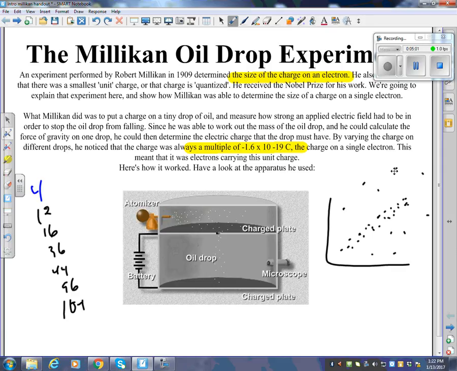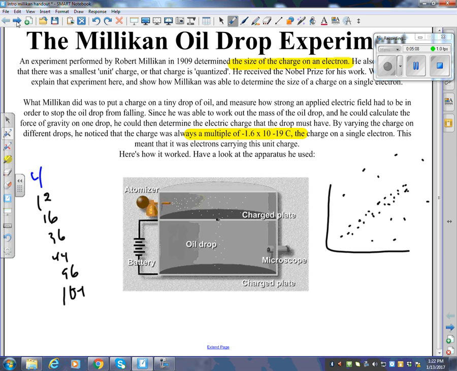He didn't just get an answer at the back, and it wasn't just some perfect number, right? He did a lot of work. Okay, so here are the steps.